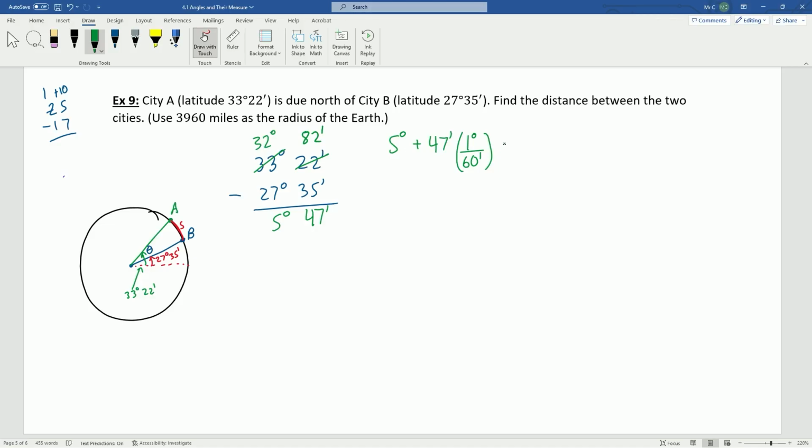And so what does that give me? This gives me, approximately, 5 plus 0.7333 degrees. Of course, I could just write that as 5.783 degrees, and I'll round down to 5.783. That's close enough.